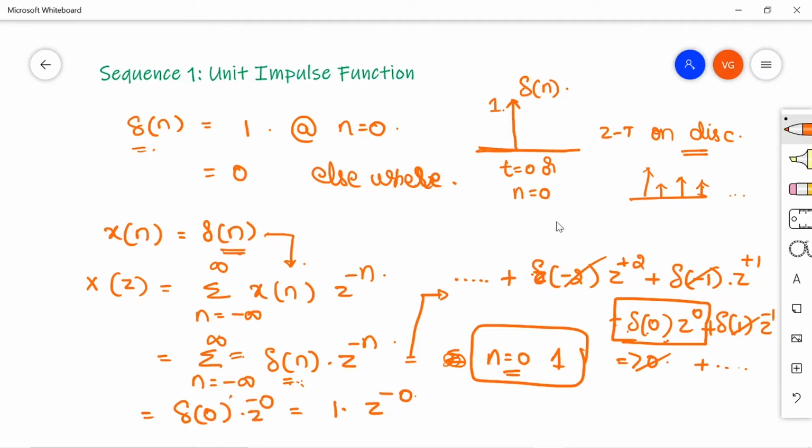This is z power minus 0. So del of 0 is nothing but 1, and 1 times z power 0 is nothing but 1. So it is 1 at any z value. So the ROC is the entire z plane. Here the Z transform of the unit impulse function, that is the Z transform of del of n, is defined as 1. So this is how the impulse function is defined here.